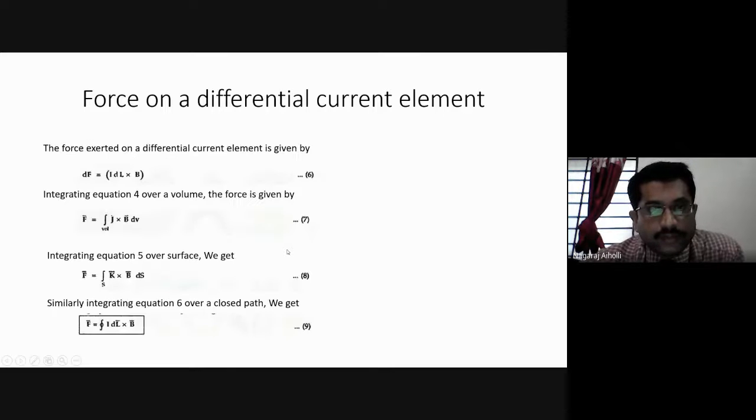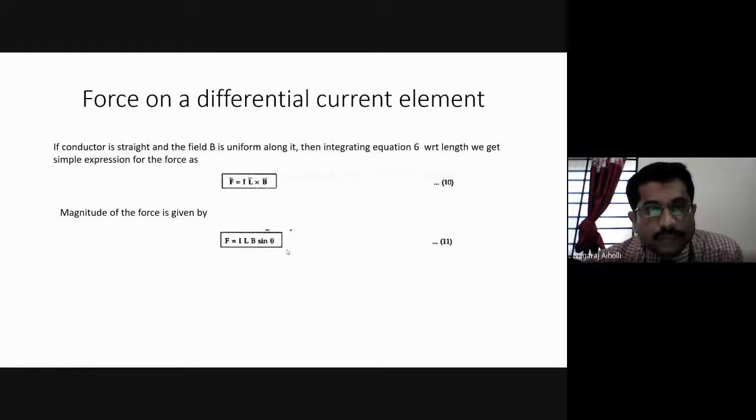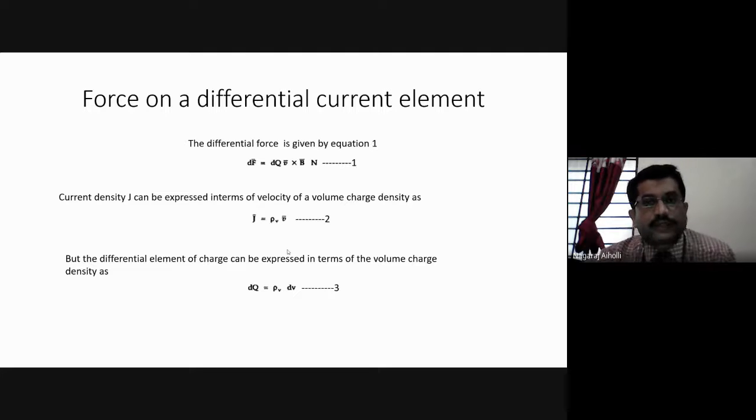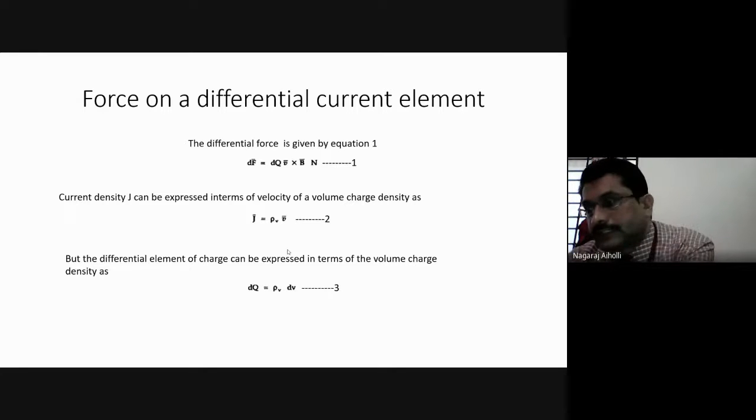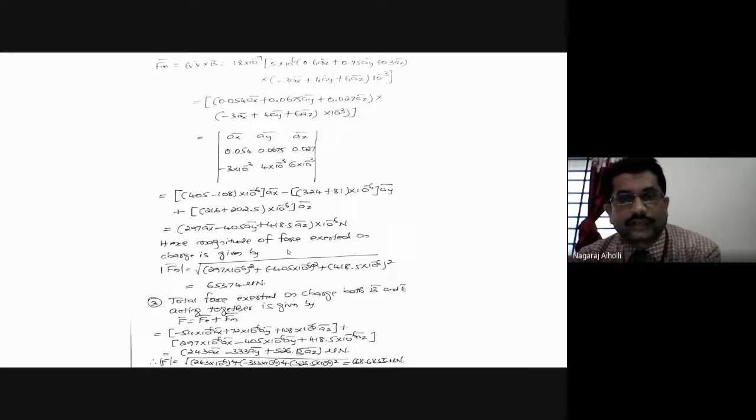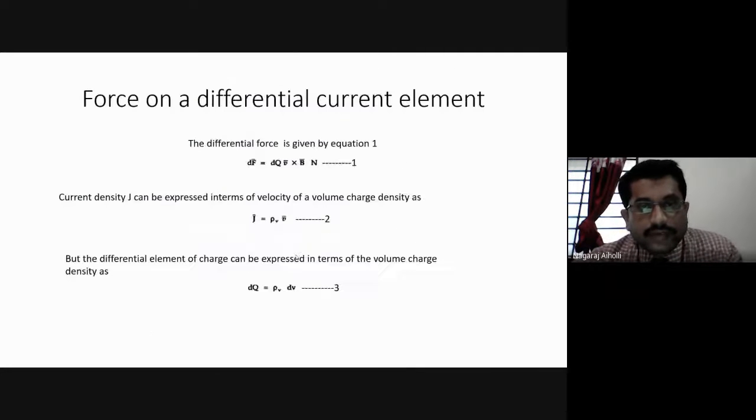Fine. So in today's class, students, I hope this derivation is clear. This is one of the important derivations which may be asked in the examination, to find the force on a differential current element. Many times it has been asked in examination. Just practice this derivation, right? So any difficulty in this derivation, students?